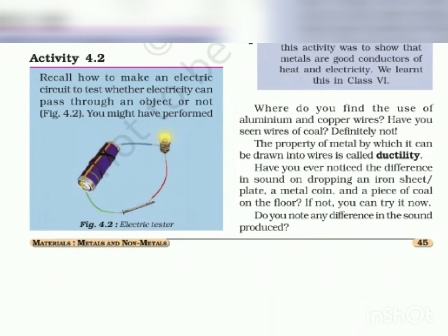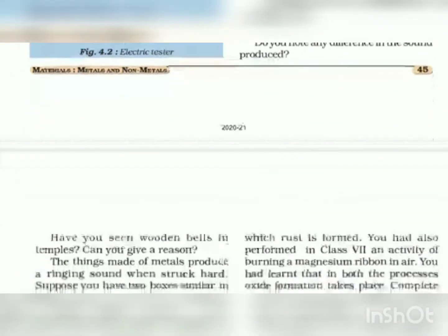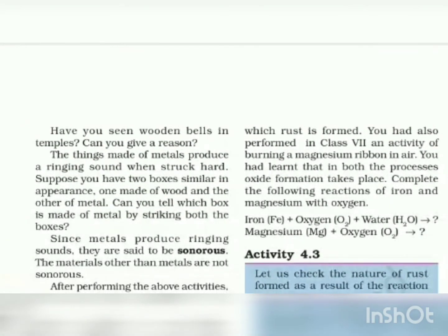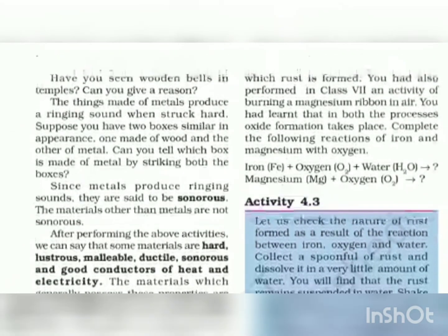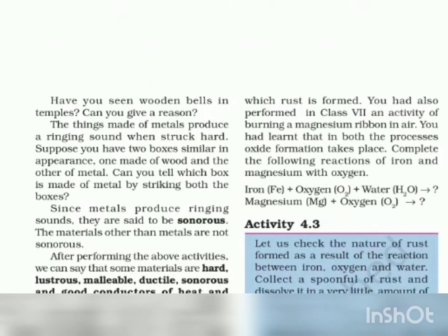You can understand that when you put a steel plate on the floor, it has some bell-ringing type of sound, and when you put wood or some plastic, you will not see any sound produced. So have you seen wooden bells in the temples? What is the reason? Because it cannot produce any sound. Things made of metals produce a ringing sound when struck hard. When you strike anything on metals, it makes a very loud noise.